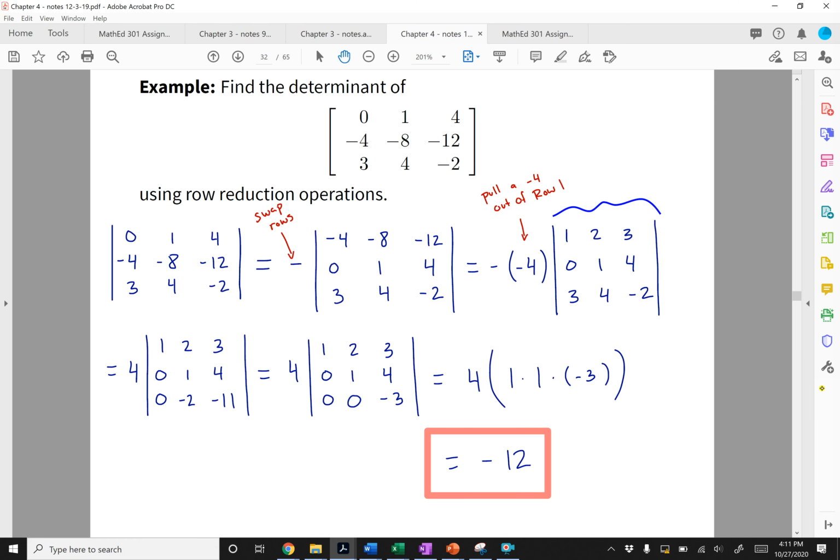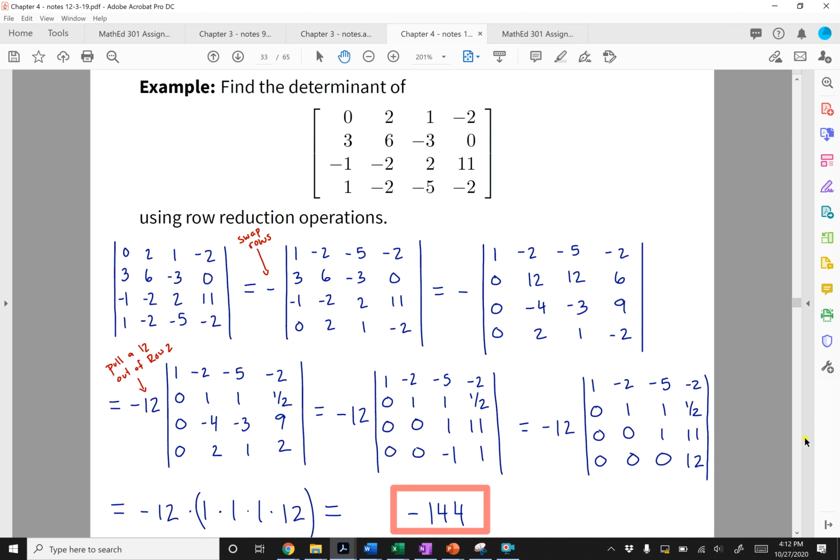And then right down here, we took a -3 times row 1 and added it to row 3. And that does not change it at all. And then we took 2 times row 2 and added it to row 3. Doesn't change it at all. And now we're at a triangular matrix. So multiply the 4 times the 4 out front times the 1 times the 1 times the -3. You get a -12. So pretty slick. It can save us a lot of calculations, especially the larger the matrices.